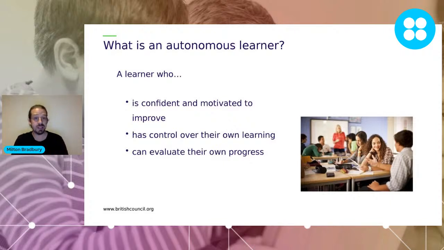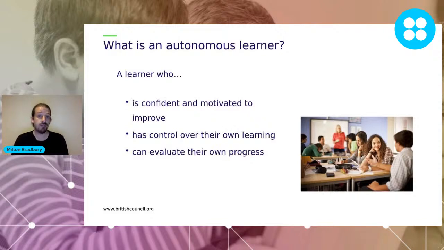An autonomous learner is a learner who has control over their learning. What does this mean? A learner who makes decisions about what to review, what to study, what to focus on, what to prioritize, how to study, how to focus on something. So an autonomous learner is someone who's able to not only make those decisions, but is able to make those decisions in a principled way. Because it's not as easy as it sounds.